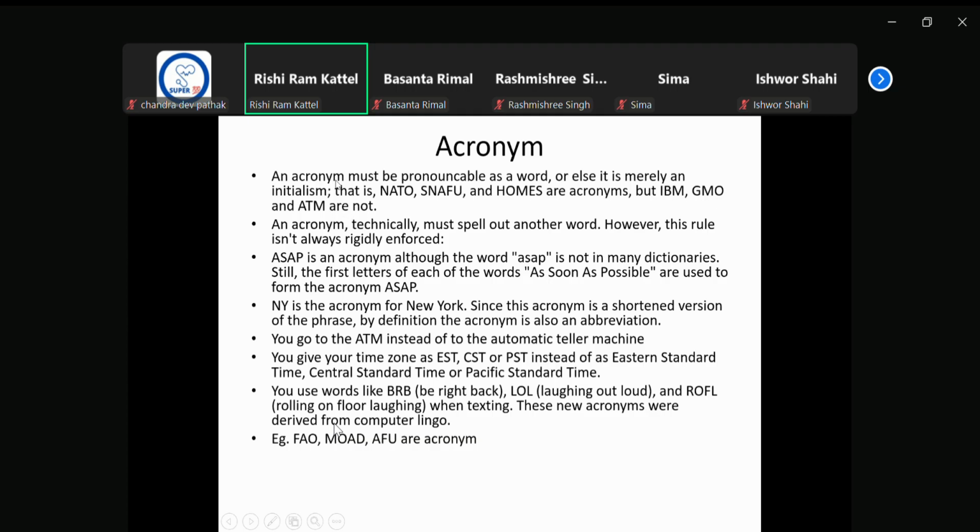AFU is also an acronym. Acronyms technically must spell out other words. However, the rule is not always strictly enforced. Like AFU, FU is also an acronym. FU, MOELD, AFU, these are acronyms. These are the differences between acronyms and abbreviations also.